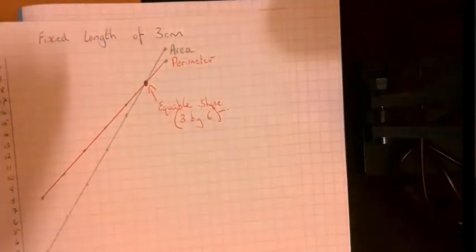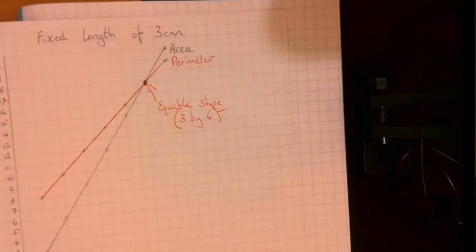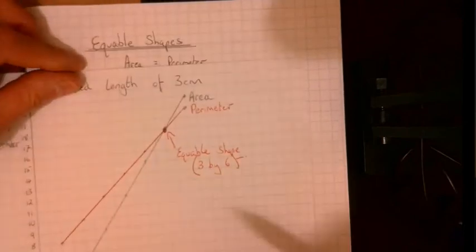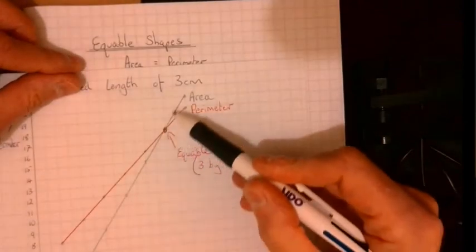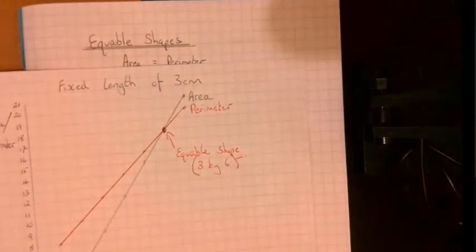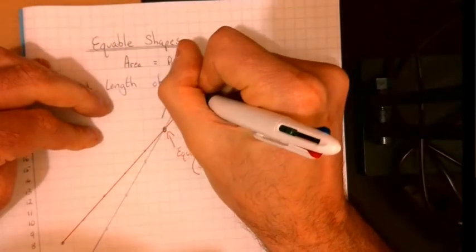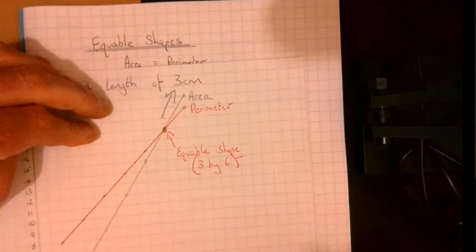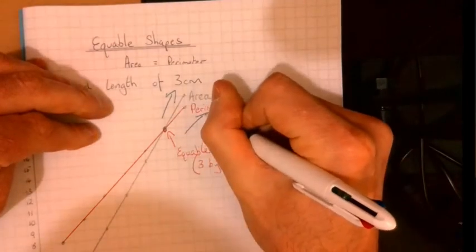Now the beauty with this diagram is it shows you the areas are following a nice pattern this way. We change the colour and we can have a nice different colour on there. The areas are going that way. Perimeters are going that way.